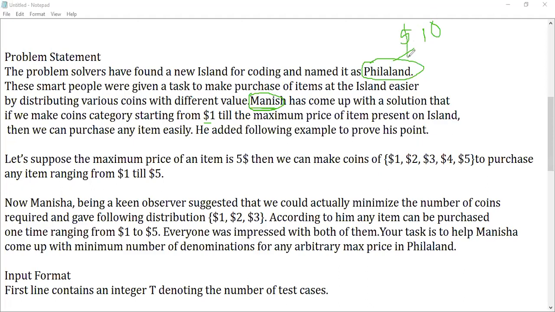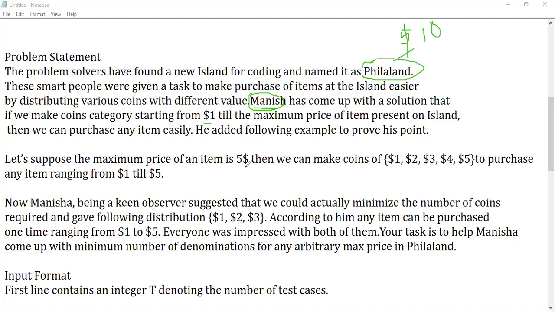So the maximum product sold in this island is $10. Then Manish is saying that we can just make coins of $1, $2, $3, and till $10. So 10 coins we can make. He had the following example to prove his point.